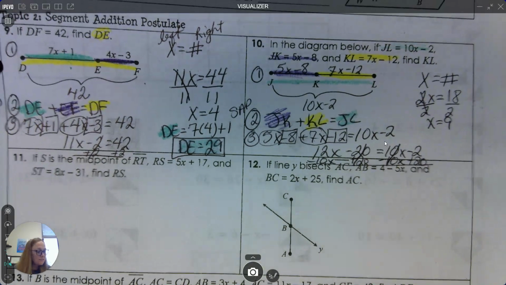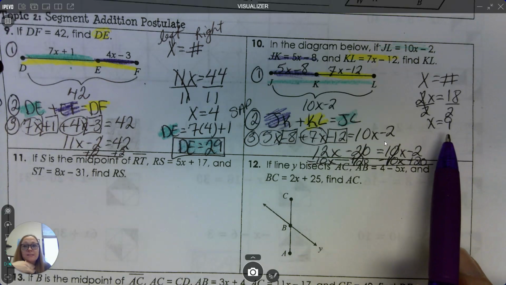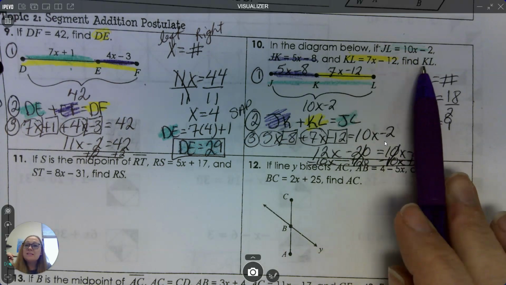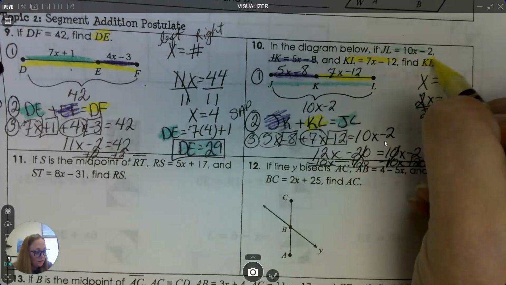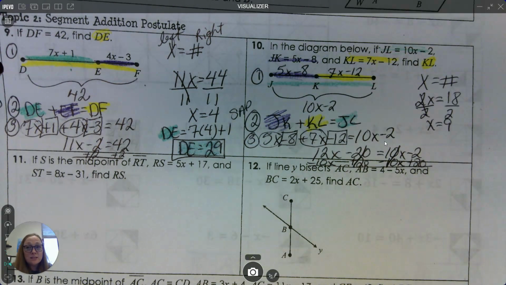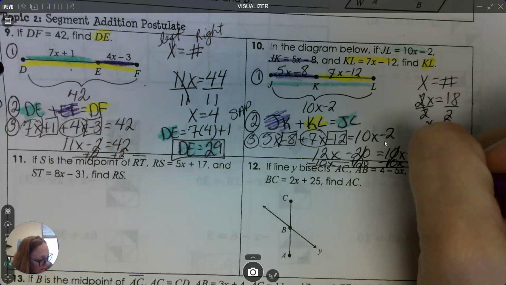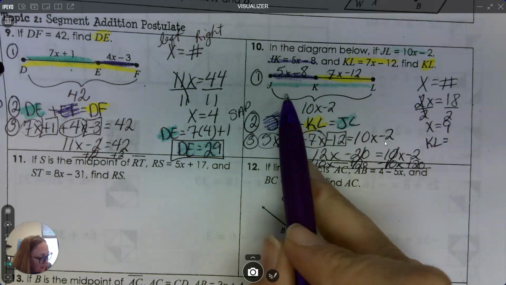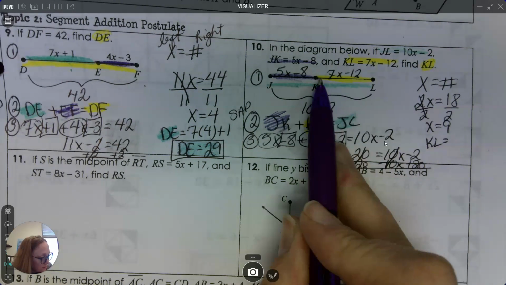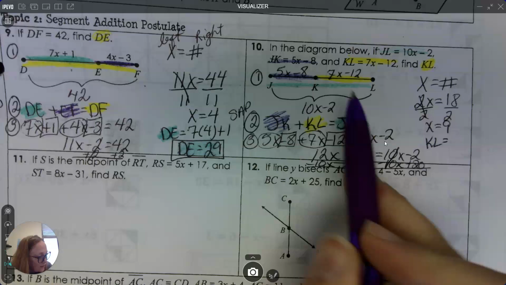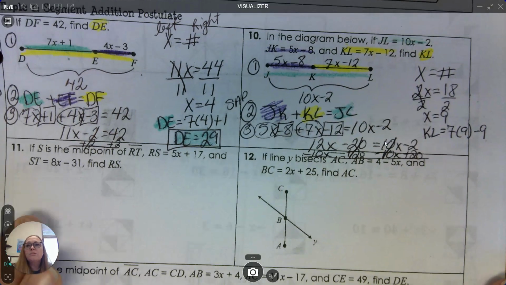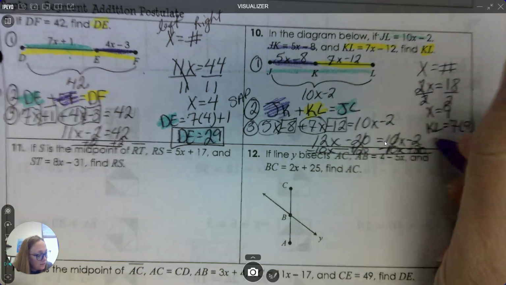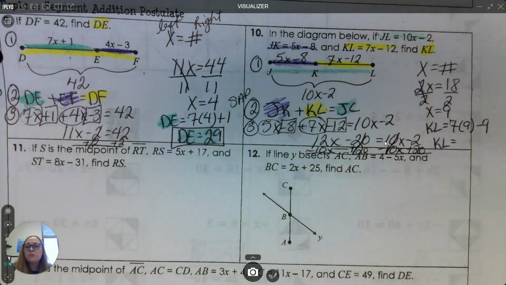So I always have to ask myself, because I'm used to my algebra, x equals a number, I'm good. But in this case, it was not asking for just x. We're needing to know the segment length of segment KL. So KL, going back over here, KL is this yellow section right here. So it's 7x minus 12, but instead of x, I'm going to replace my x with a 9, which this substitution skill comes in handy next year for Algebra 2.